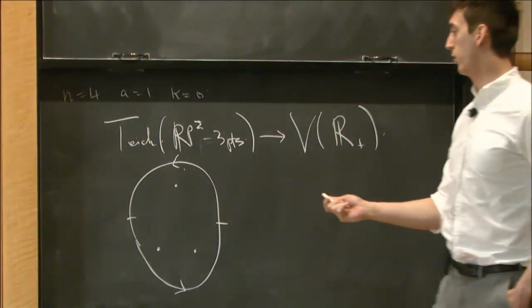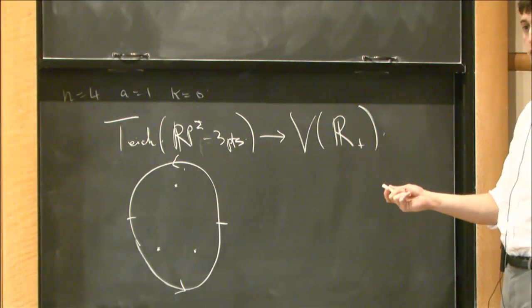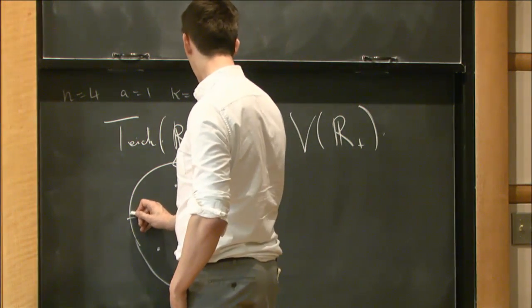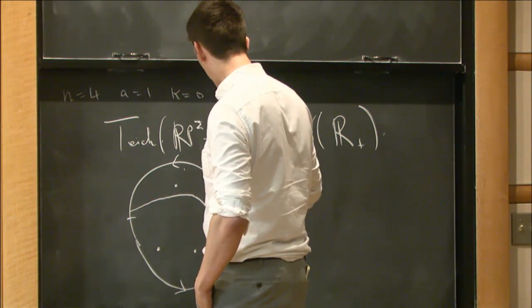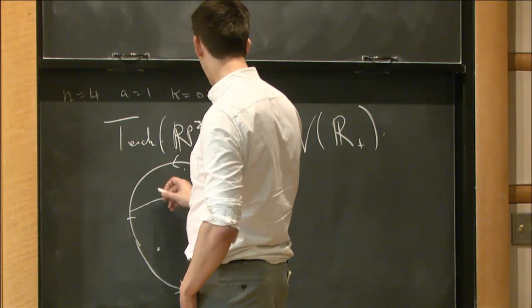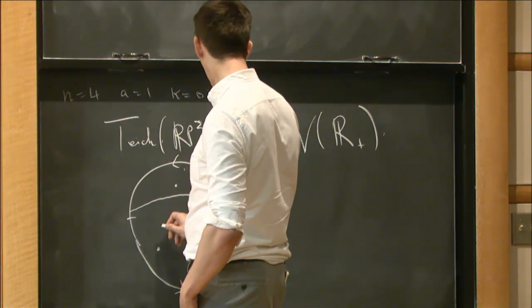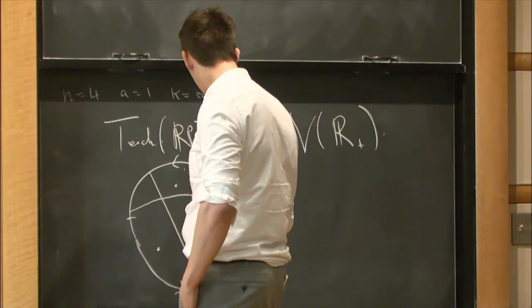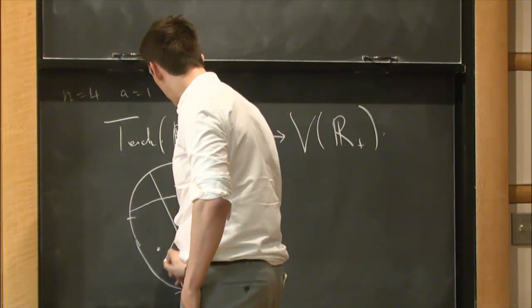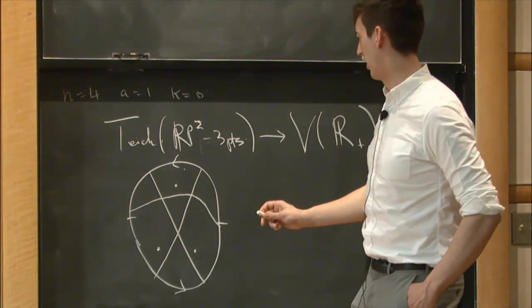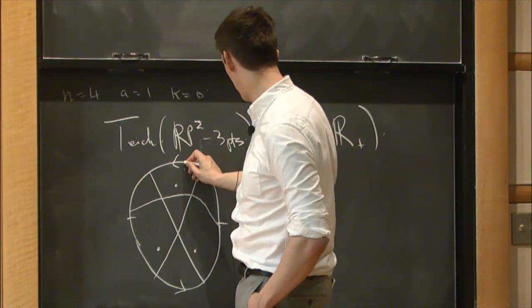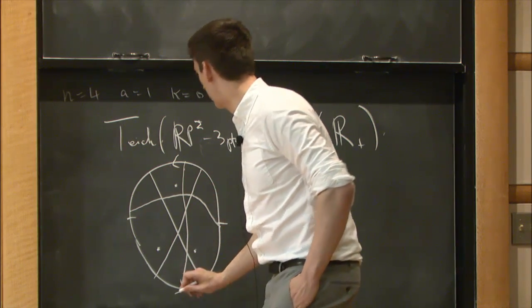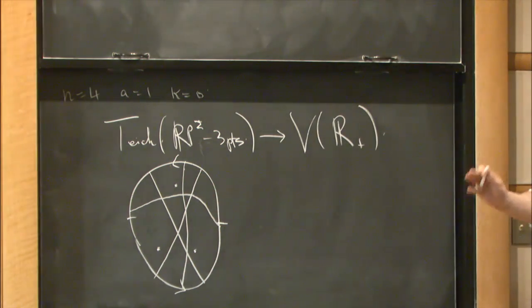I want to draw four simple closed curves on this RP2 minus 3 points that pairwise intersect once. Let's see if I can do that. So let's draw the first one like this. And then the other one should be like here and here. OK, that's three of them. Where's the last one go? I think it does. Let's see. That'll work. OK, so there's four curves.